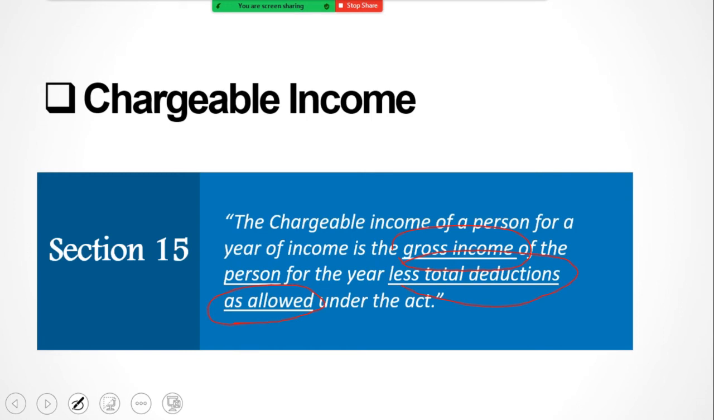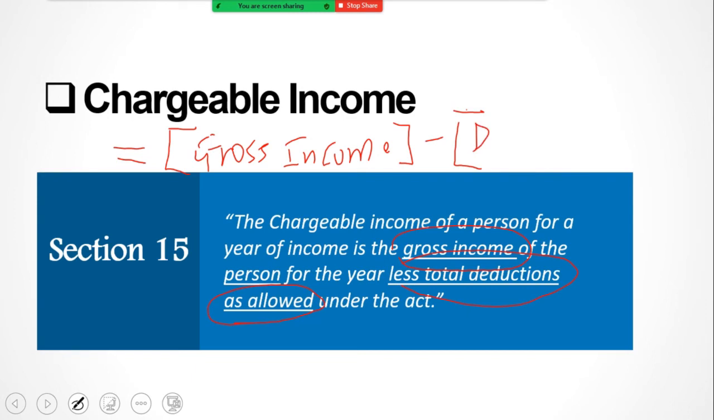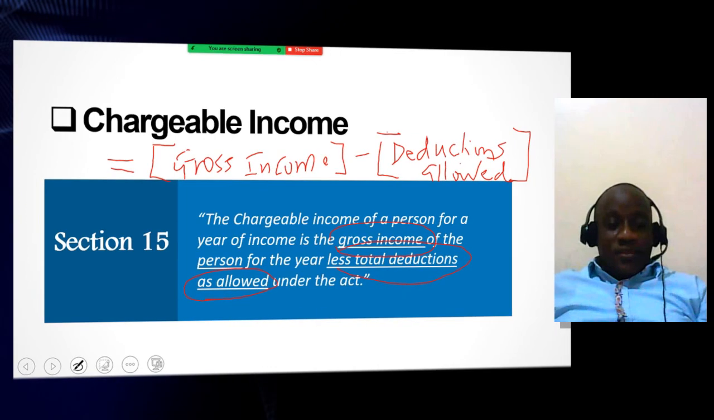So it means that Section 15 ideally gives us the formula. The formula is going to be gross income. What is your gross? Gross income minus the deductions allowed. So that is the formula. It is stated in a narrative, but there is a formula in there.